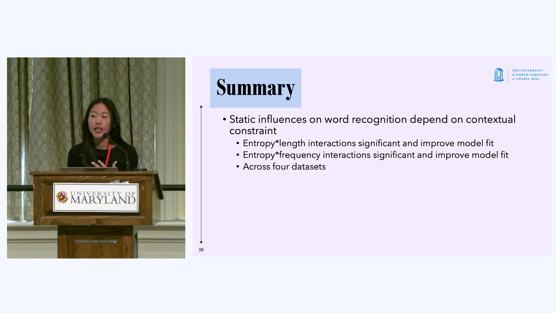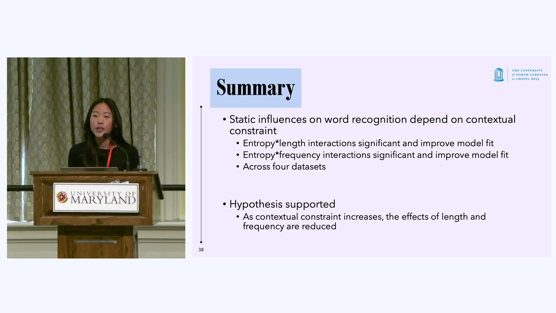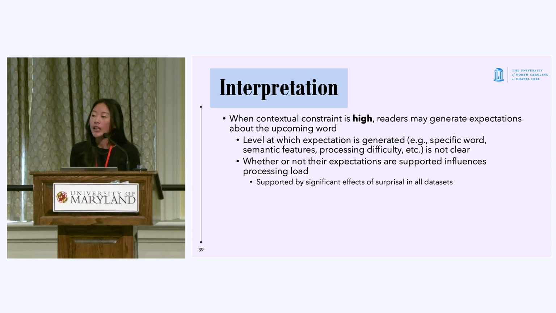So the entropy and length, as well as entropy and frequency interactions, were significant and improved model fit in all 4 data sets, supporting the hypothesis that as contextual constraint increases, the effects of length and frequency are reduced. And as I said earlier, the idea here is that when contextual constraint is high, readers may actually generate an expectation about the upcoming word.